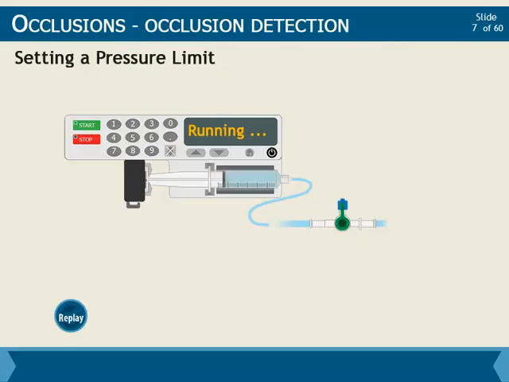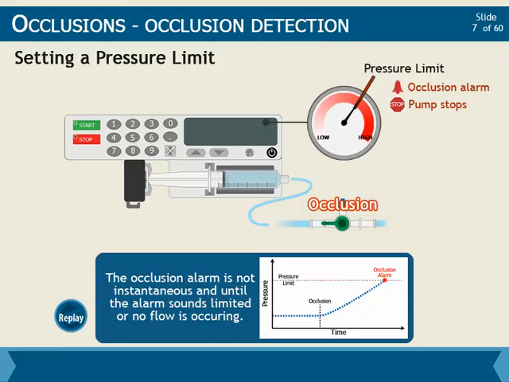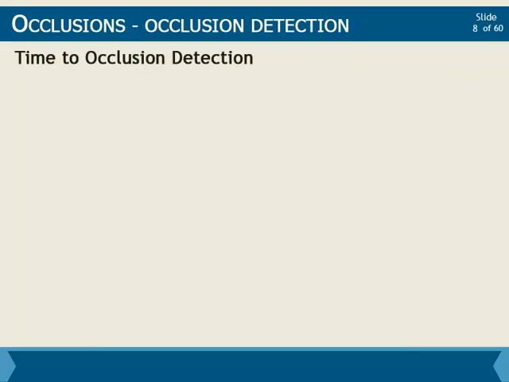The ability to set a pressure limit on the pump to alarm if an occlusion is detected is an important safety feature and helps to minimize interruptions to delivery. But it takes time for pressure to build when an occlusion is present, and an occlusion alarm only sounds once pressure has reached the limit set on the pump. The occlusion alarm is not instantaneous, and until the alarm sounds, limited or no flow is occurring. The time to occlusion detection, meaning when the alarm sounds, is dependent on a few factors.